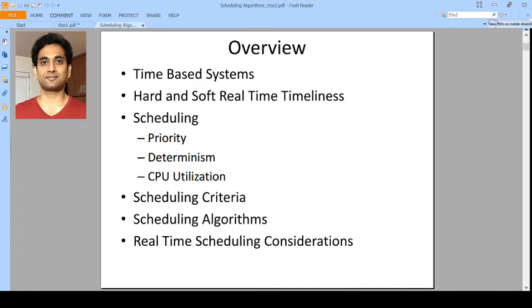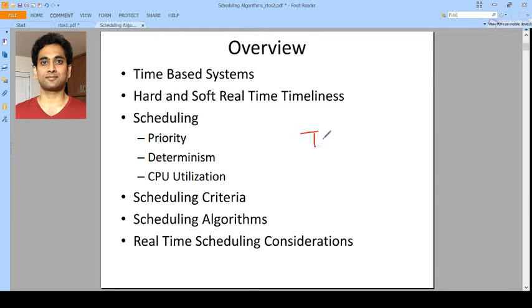Now, here is an overview of what we are going to talk about. We will look at some general characteristics of time-based systems. We will look into some definitions of hard and soft real-time timeliness. And then we will look at some priorities, some criteria on which an operating system decides which task to schedule.